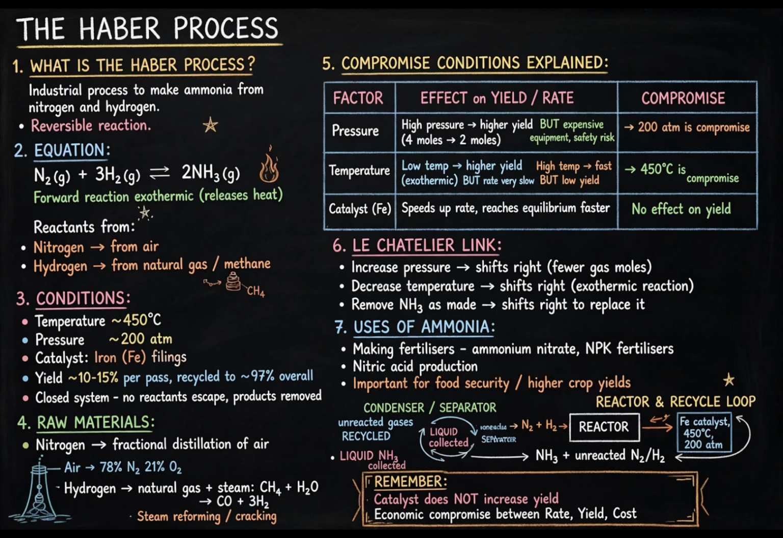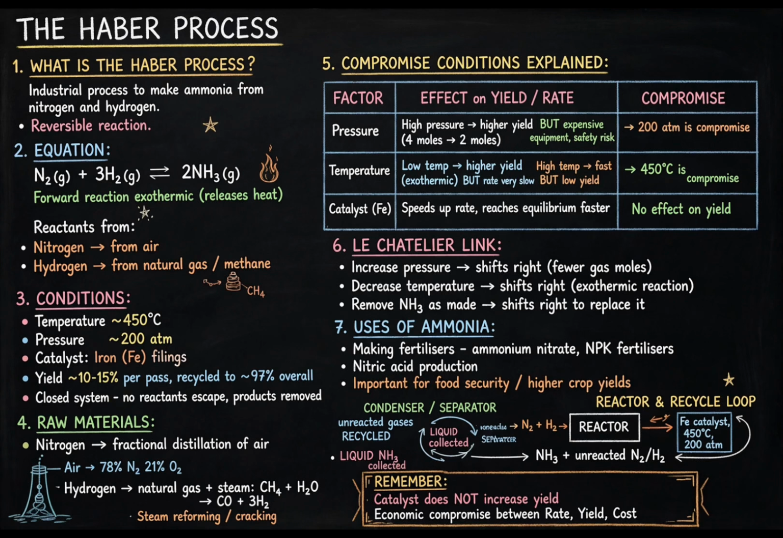Compromise conditions explained. This is the 6 marker. Pressure: high pressure gives higher yield because 4 moles to 2 moles, but expensive equipment and safety risk. So 200 atmospheres is the compromise. Temperature: low temperature gives higher yield because exothermic but rate very slow. High temp gives fast rate but low yield, so 450 degrees is compromise.